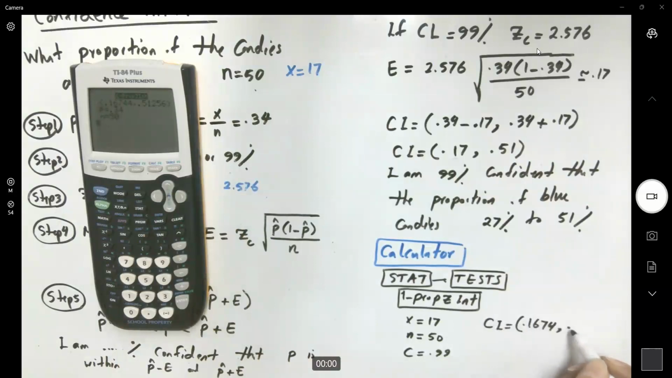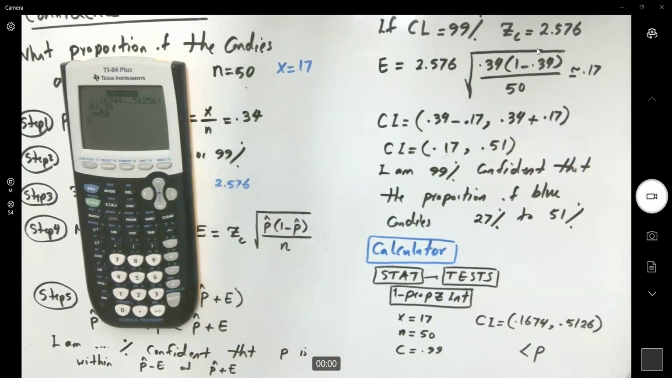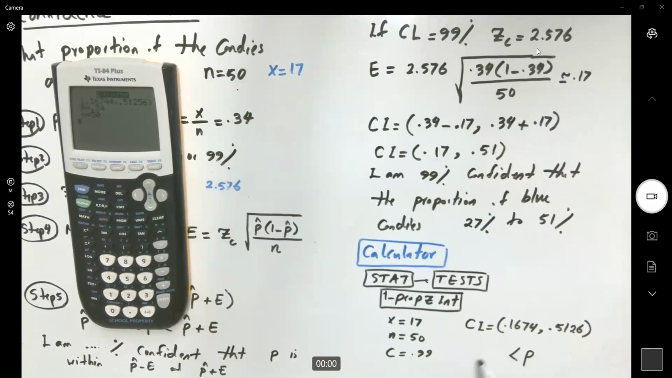0.1674 and 0.5126. Or the population proportion is in between 16.74% and 51.26%. I am 99% confident about the proportion of blue candies in the big jar.